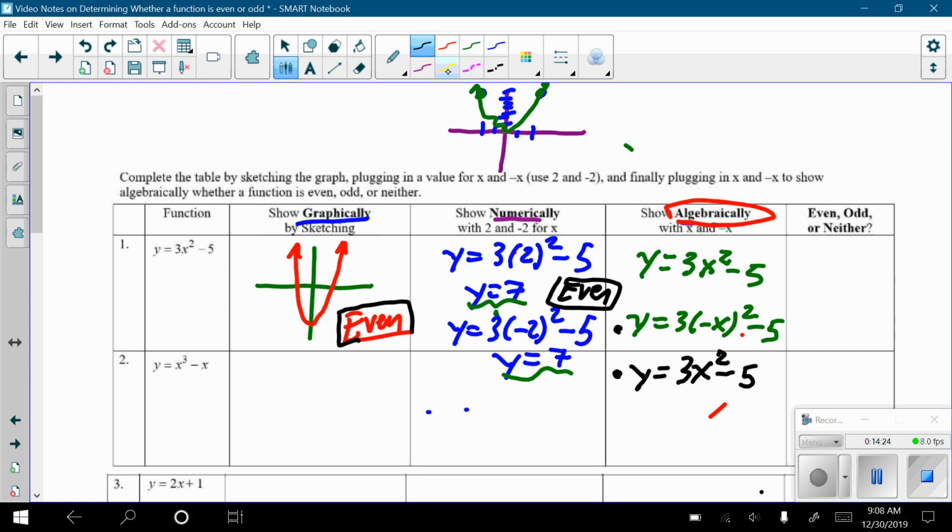Okay? And what you look at here is you go, oh, this is the same as this. In other words, when you plug in x for x, what you started with, and you plug in -x for x, they both end up giving you the same thing. When you plug in a positive and a negative, you get out the same y. You get out the same equation. That's telling you this function is even.